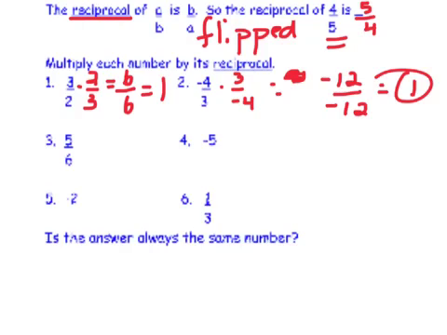Negative 12 over negative 12, which gives me 1. Okay, so go ahead and do 3, 4, 5, and 6 on your own.